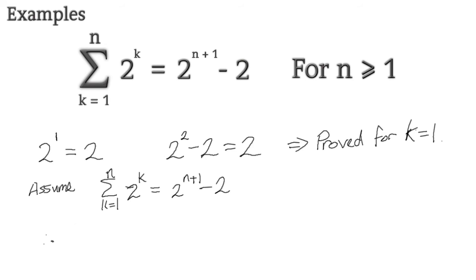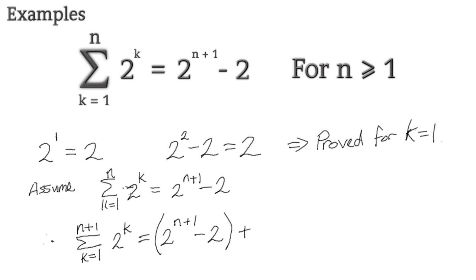And so for the sum to n plus 1 from k equals 1 of 2 to the k will give us just this term plus the new term. The first term is 2 to the n plus 1 take 2. Then we add the new term that we have added, which is 2 to the power of n plus 1.